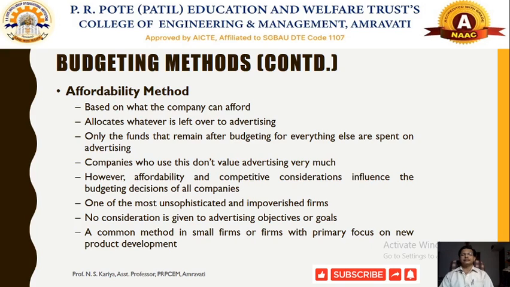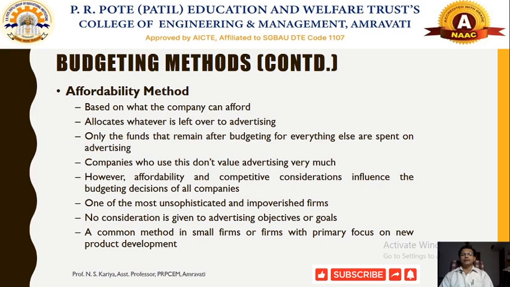So how do these companies think about increasing the advertising budget? Whether it should be affordable to that particular company or not, or they would think about some competitive consideration. If they want to remain in the market, they need to do some heavy advertising. It is one of the most unsophisticated and improvised approaches. So this form of method is called the unsophisticated method of advertising budget.